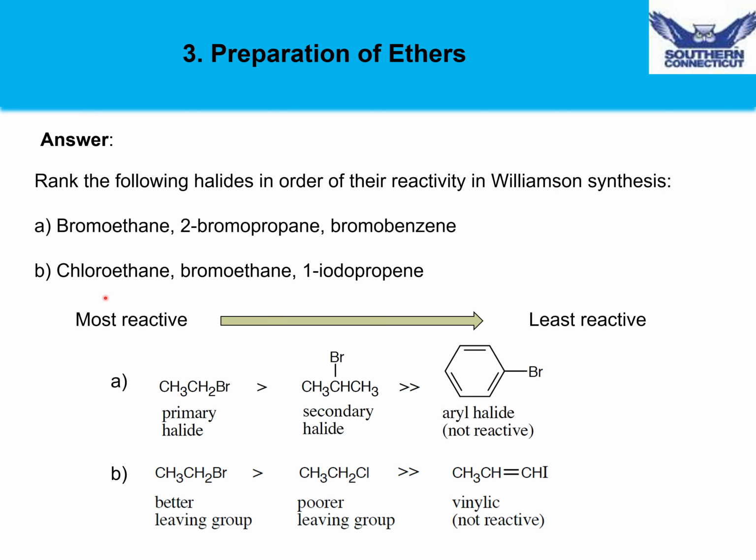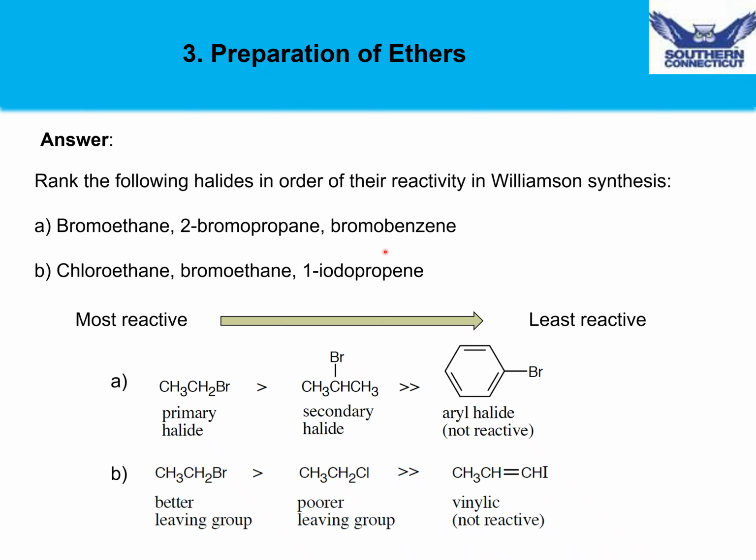In the next question, we have chloroethane, which is a primary alkyl halide, bromoethane, which is also a primary alkyl halide, but it has a better leaving group than chloroethane, and then 1-iodopropene, which is a compound that has a halogen attached directly to the double bond, so it's a vinyl alkyl halide. These are not good for the SN2 reaction.